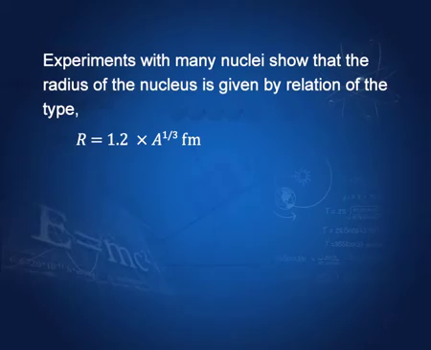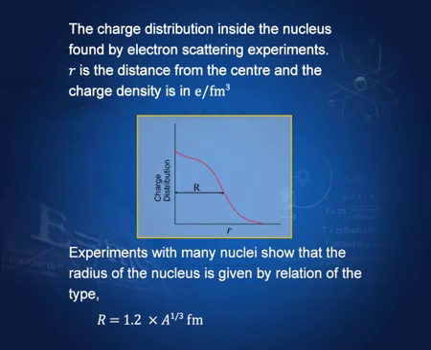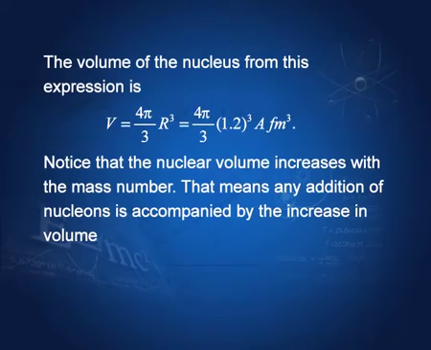A is the mass number. So, the data can be fit to this radius. Radius is equal to 1.2 into A raised to power 1 by 3 Fermi. So, this is the radius of the nucleus. The volume is 4 pi by 3 r cubed. So, 4 pi by 3 cube of 1.2 into A, because here it was A raised to power 1 by 3, so when you raise it to power 3, it becomes A. So, that is the volume of the nucleus in Fermi cube.